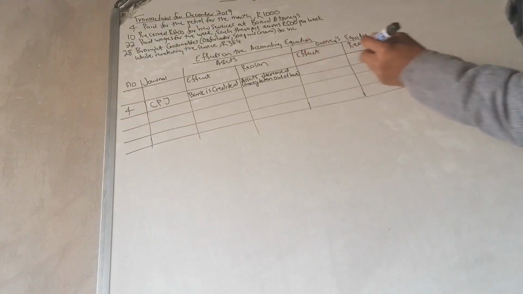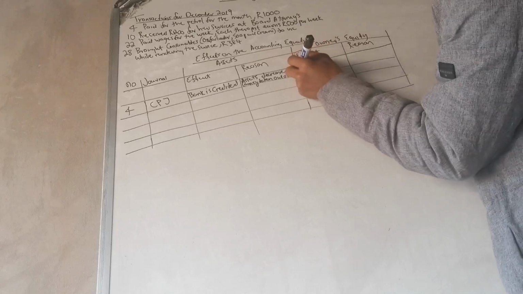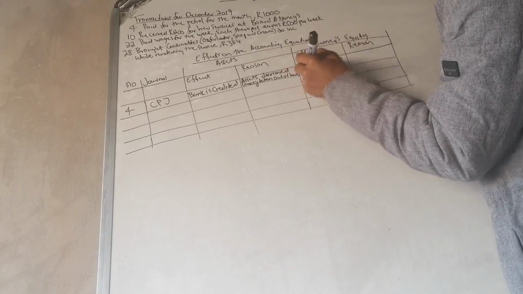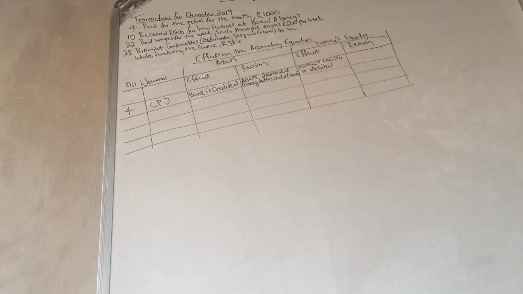So now we are just saying owner's equity is debited. Get the double entry principle. If you credited the account, money was taken out of the account. By the double entry principle, the owner's equity must be debited with the same amount of money that left the business.